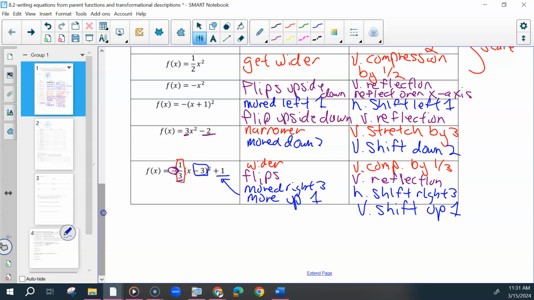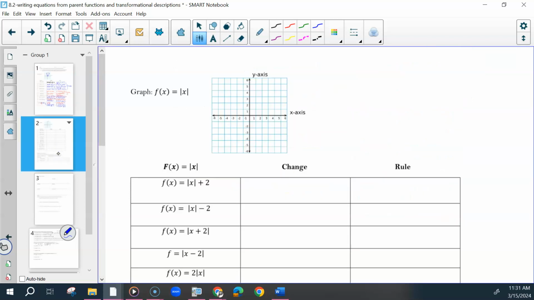We're going to do something similar, but with a different parent function. And after we finish this will be the last thing we do today. So this will move a little bit faster because the transformations are the same. We're just using a different function. So on that, we have this function. This is your absolute value of x.